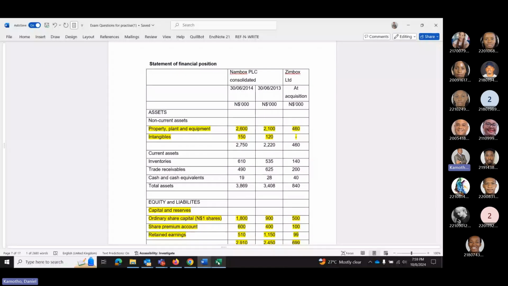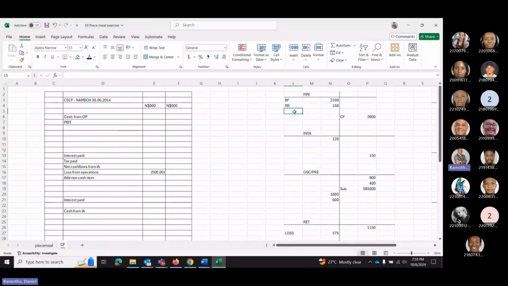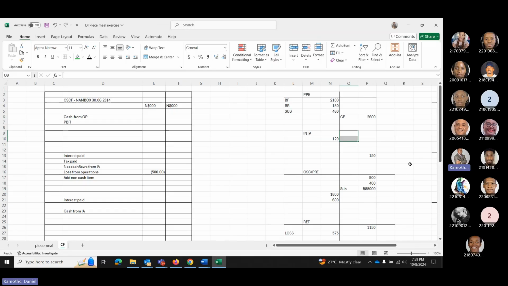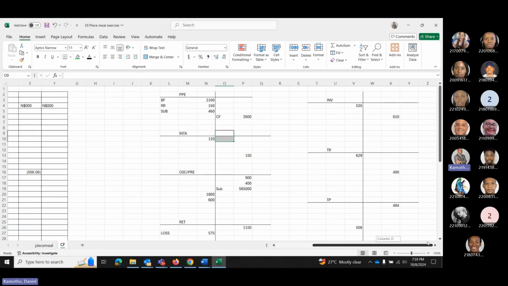So let's go and populate the subsidiary PPE. That was before, it is 460. So we have populated that. There is nothing to do with the intangible based on this figure. We can do inventory and trade receivable, which is 140 and 200. Inventory is 140 and this one is 200.